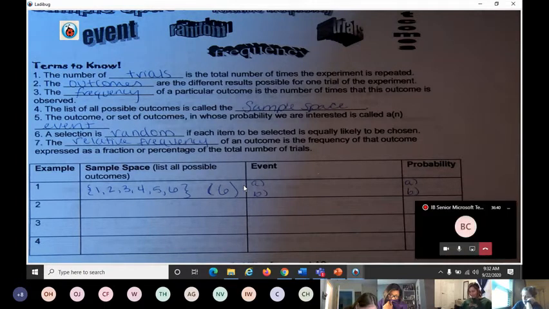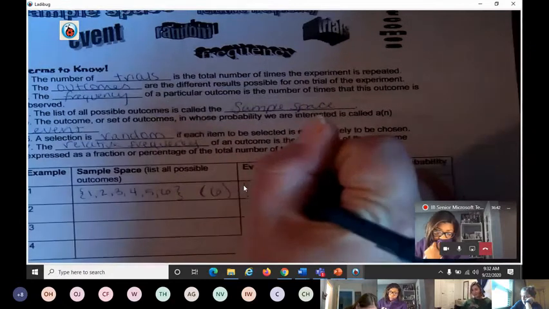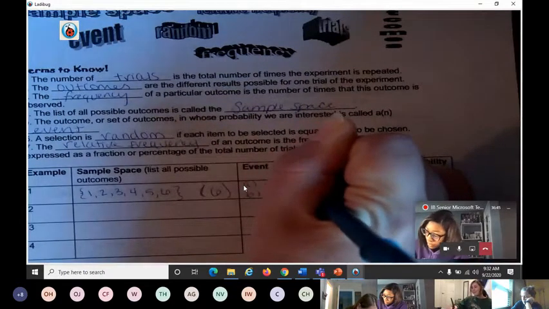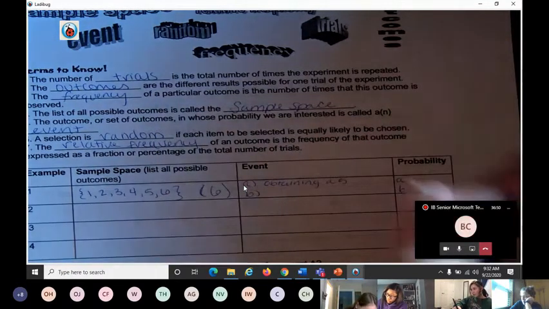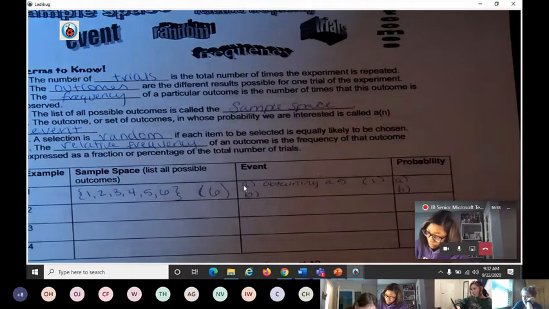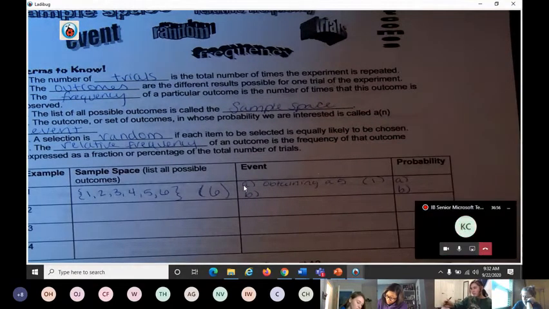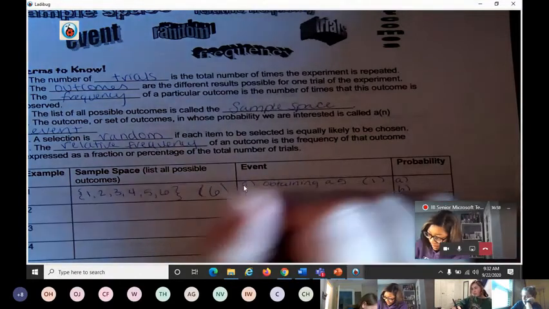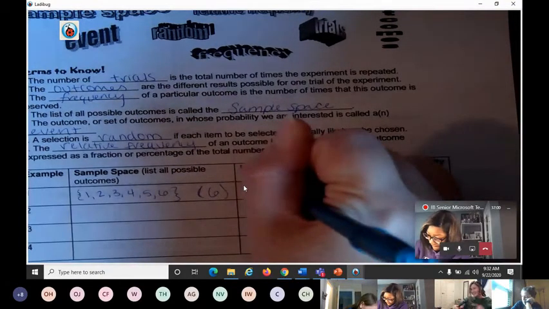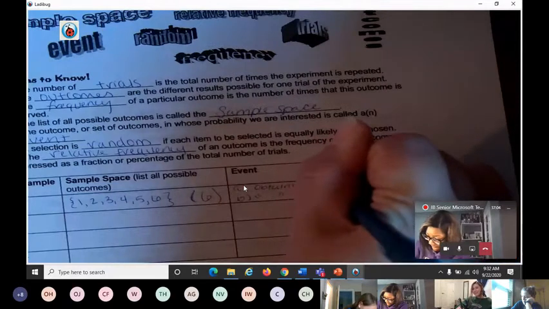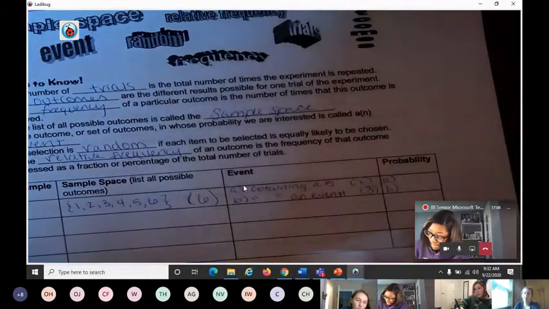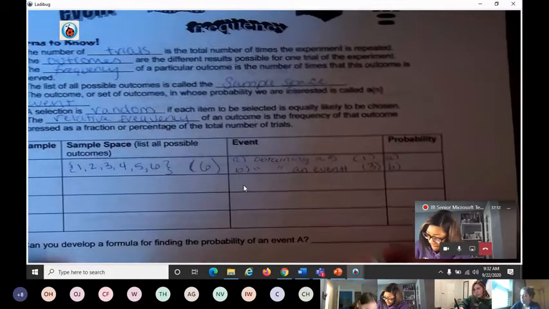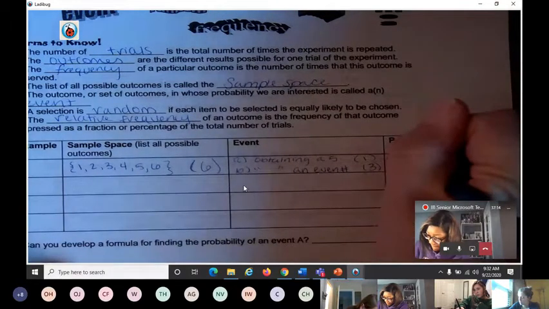Okay, so event A was obtaining a 5. There was 1 chance of this happening. And the second event was obtaining an even number. There were 3 possible ways we could obtain an even number. So the first probability was 1 out of 6. The second one was 3 out of 6, which gives me 1/2.